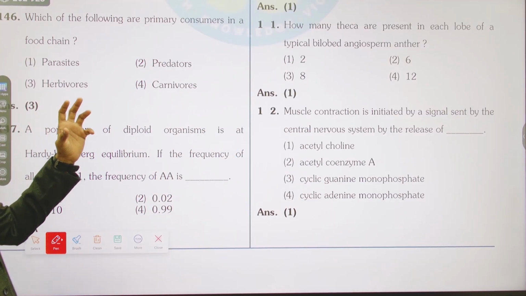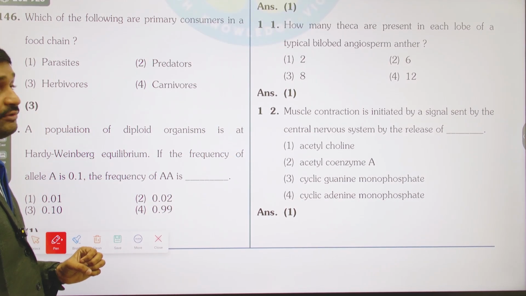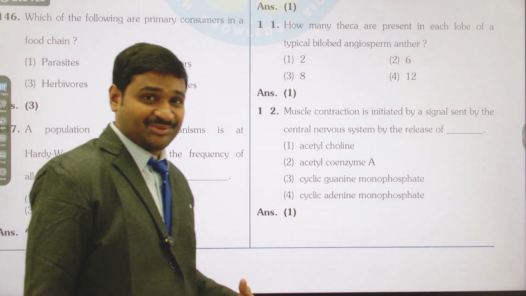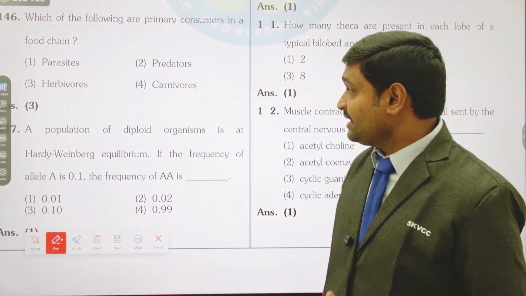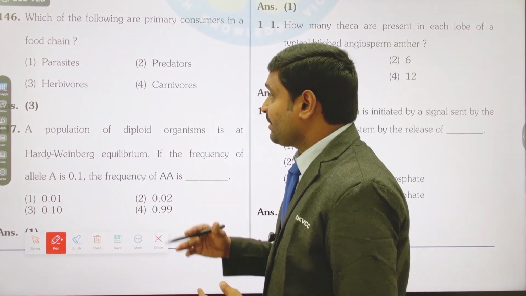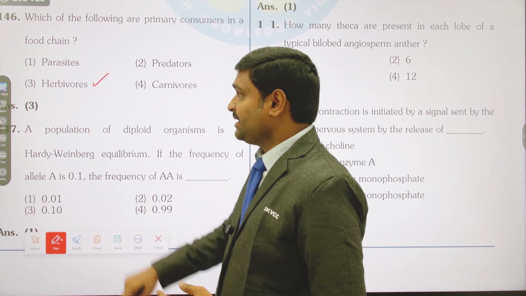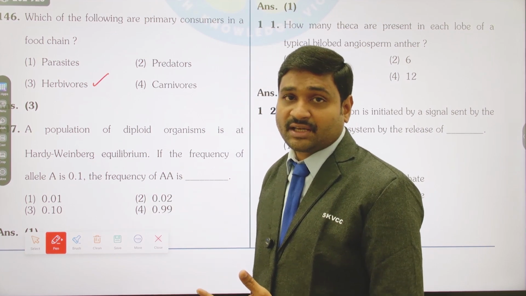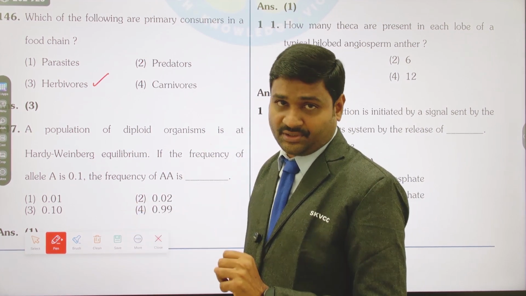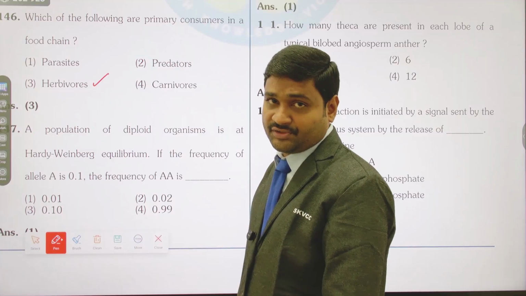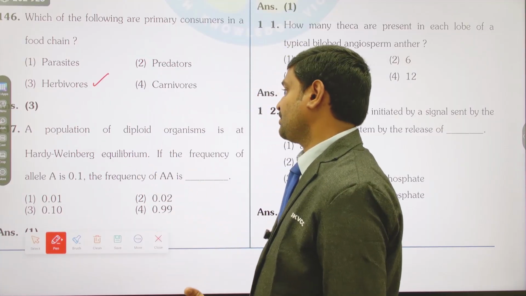Which of the following are the primary consumers in a food chain? Primary consumers. So here there is a direct question. The primary consumers are commonly called herbivores. Herbivores are the animals which eat the herbs. So they depend upon the producers, and they are called primary consumers.